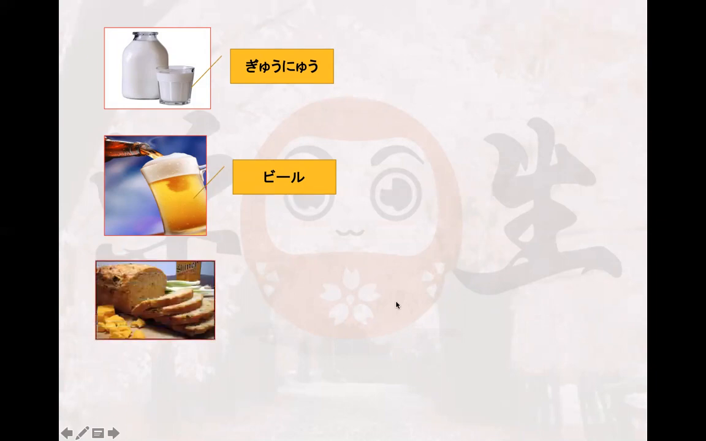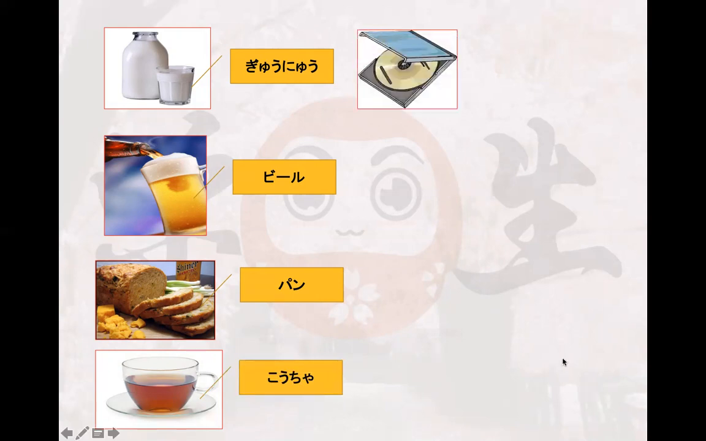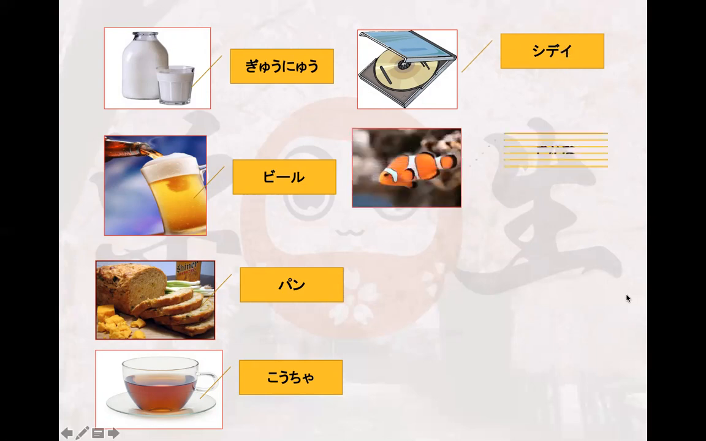So that one is long. Okay, so how do you say bread? This is pan. It came from a Spanish term, and that's why it was written in katakana. Okay, of course, the Japanese are fond of tea. So this is kocha, which means black or brown tea. Of course, we also have shiti. This one should be small: shi, ti, and then the contracted sound. So it should be shiti, with the small letter. Then, of course, fish is sakana.